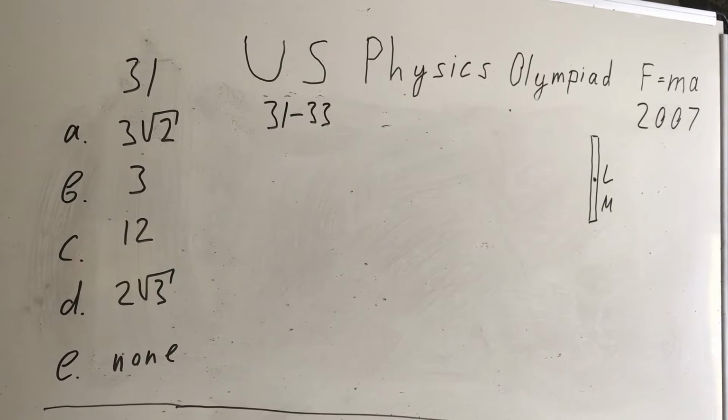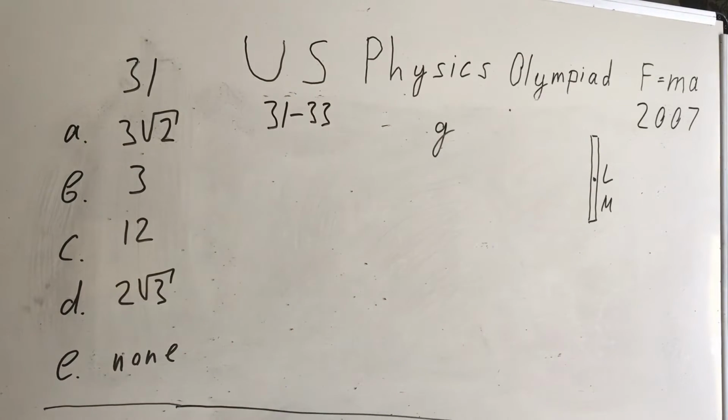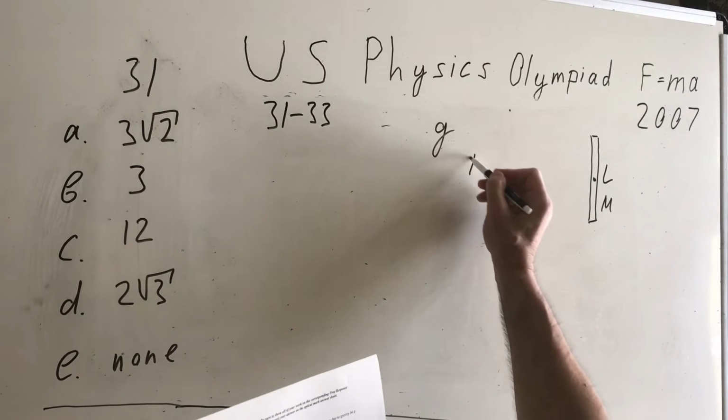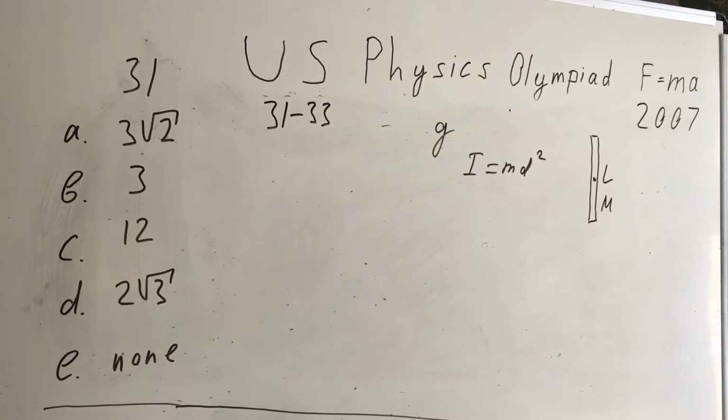Problems number 31 to 33. We have a uniform thin rod that has mass m and length L. Let the acceleration due to gravity be g. Let the rotational inertia of the rod about its center be I equal to m d square.